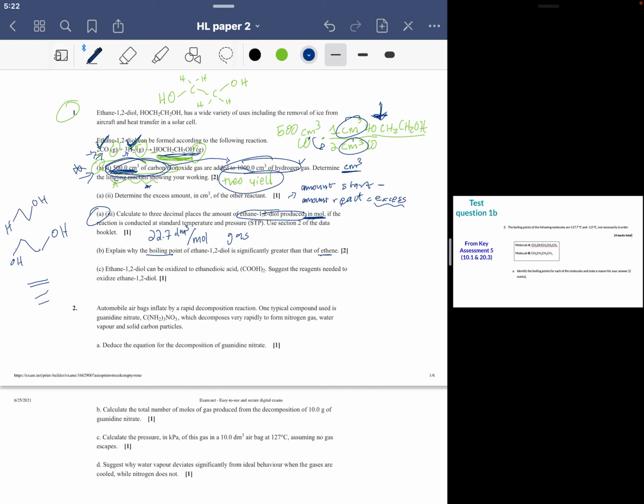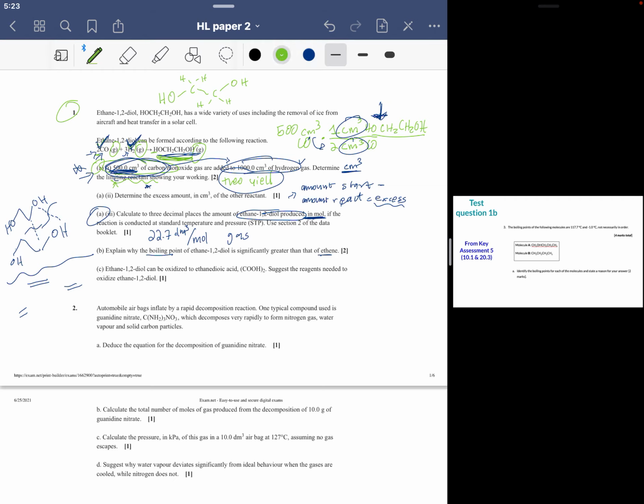So I'm drawing 2 molecules or multiple molecules. So if I start with ethane 1,2-diol, ethane 1,2-diol would do hydrogen bonding between two molecules. It would also do London dispersion. So this is what's going to get broken when I boil or melt.